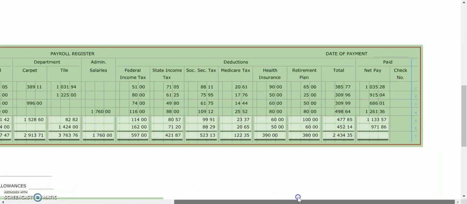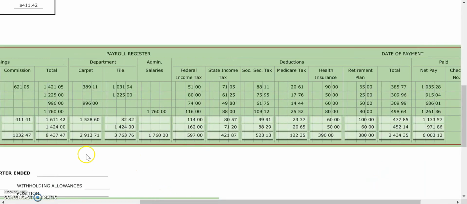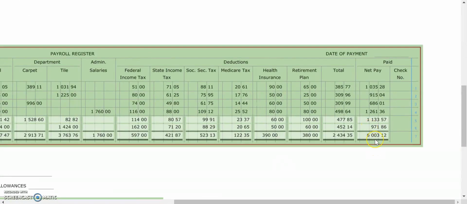And the total amount that we actually paid to our employees, because remember, the amount they earn is different than what they get paid, that total ends up being $6,003.12. So you can see, if you scroll back over, they earned $8,437, but the employees only made $6,000. So that's the difference there between all of that.